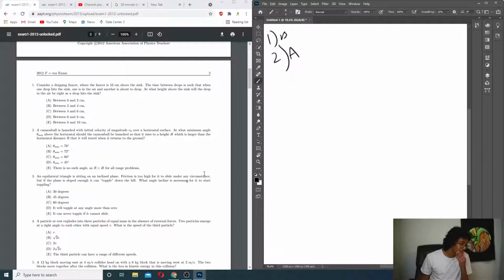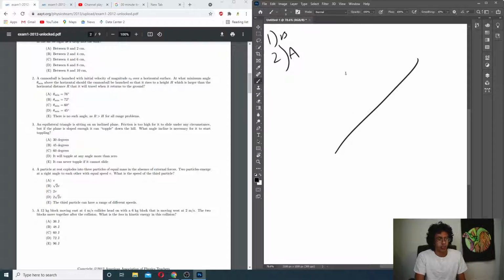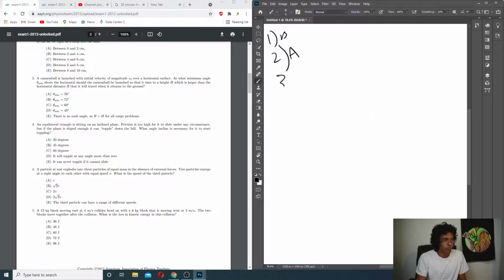An equilateral triangle is sitting on an inclined plane. Friction is too high for it to slide under any circumstances, but if the plane is sloped enough, it can topple down the hill. Okay, so this is kind of a troll problem. It's basically asking at what point the center of mass is directly above the pivot corner. We know this does a 30-degree angle, so we need this to be a 60-degree angle, so that this is a 90-degree angle, and any more, it'll be to the left, so it'll actually pull it down. So our answer is C, 3C.